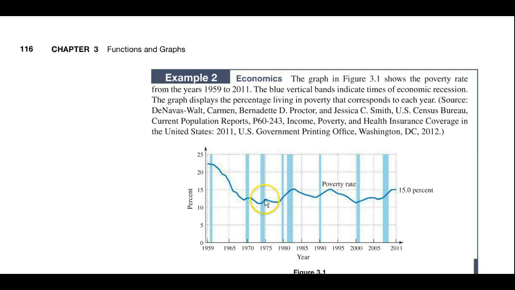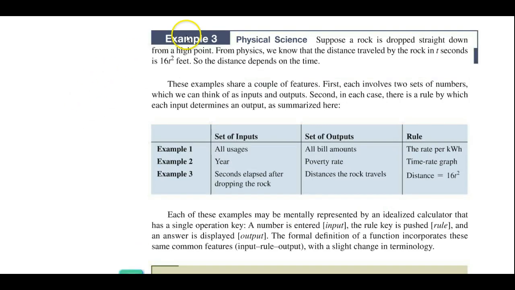And we can make some observations about it, but let's see what they're asking us. And so far, just observations. In physical science, suppose a rock is dropped straight down from a high point. What is the distance traveled by the rock in t seconds if the rate is 16 t squared feet per second?